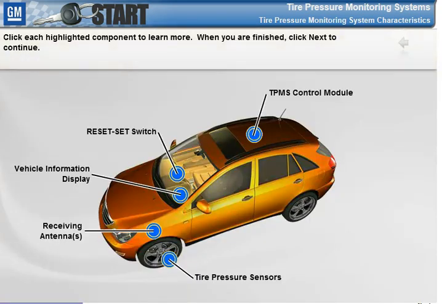A direct TPMS is designed to monitor the tire pressure of the individual tires. This type of TPMS consists of pressure sensors, receiving antennas, a TPMS control module, a dash indicator light, and a reset switch. Click on each direct TPMS component to learn more. When you have finished, click Next to continue.